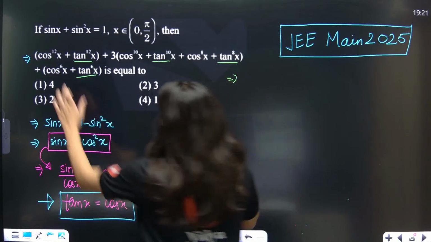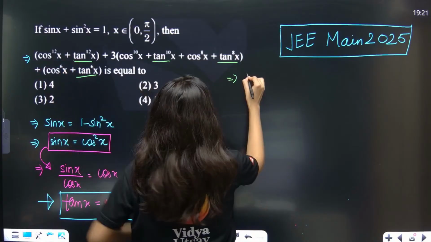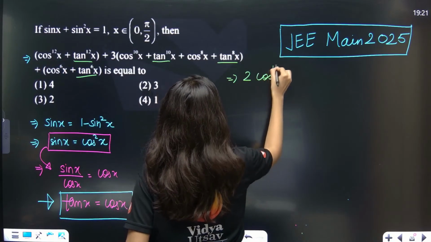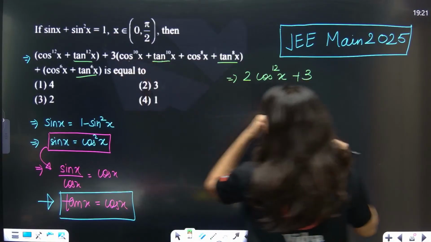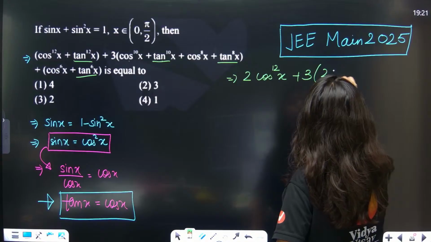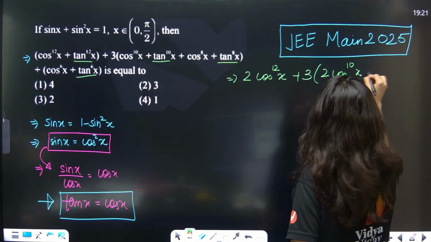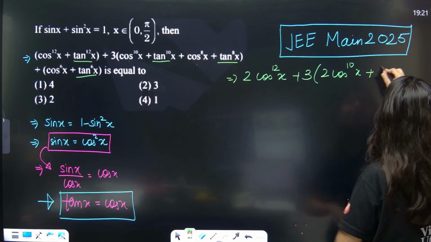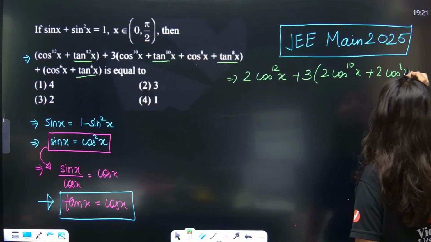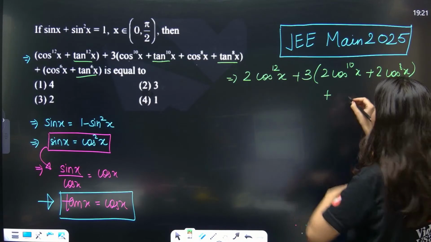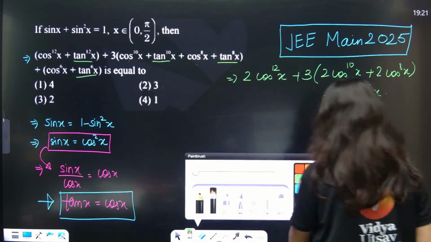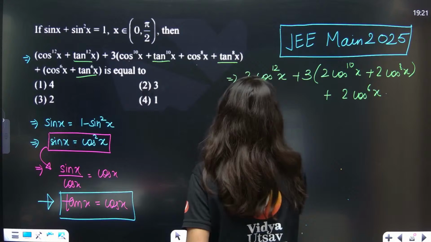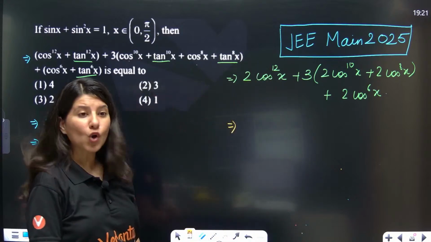So can you see cos power 12 plus cos power 12? It will be 2 cos power 12 plus 3 times cos power 10, that is 2 cos power 10x, then cos power 8, 2 cos power 8x, plus cos power 6, 2 cos power 6x. Everybody getting it? Now, I can take 2 common.